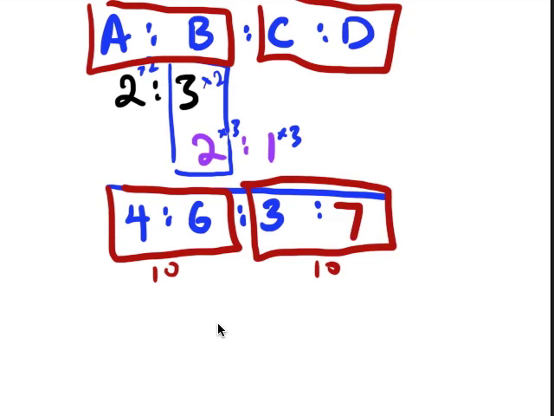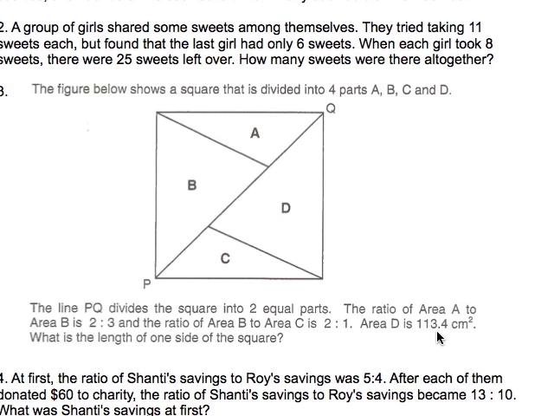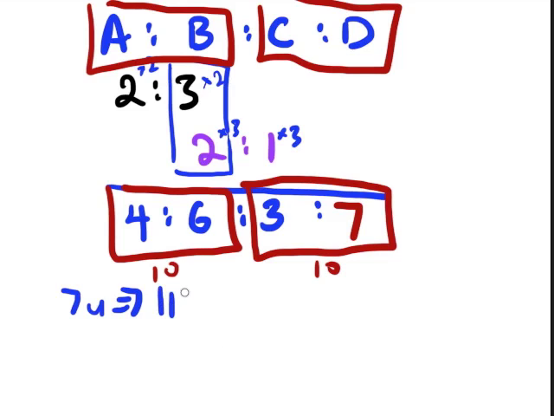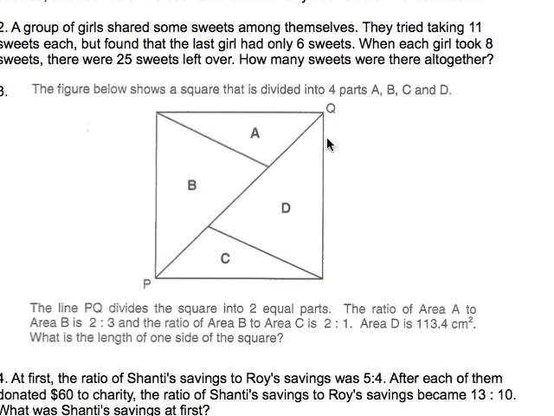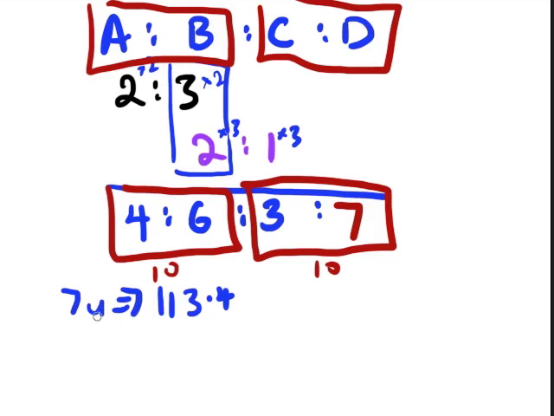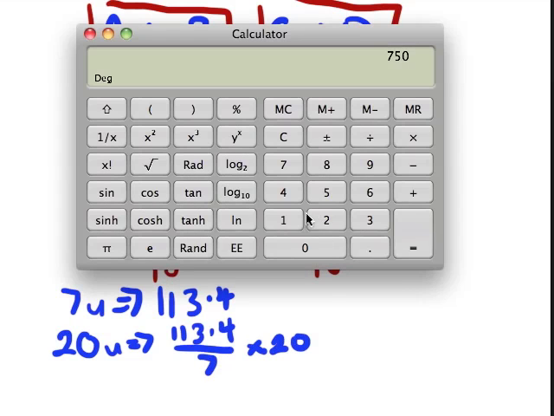Now, can we do it? Yes, we can. Because now we know that 7 units is the same as, what was the area? 113.4. 7 units equals 113.4. Now how do we find out the length of one side of the square? We first have to find out the area of the whole square, which then we can use to find the length, because length times length gives you the area of a square. So let's find out the area of the square first. We find out what's 20 units by dividing 113.4 by 7 to find 1 unit, and then we times 20.